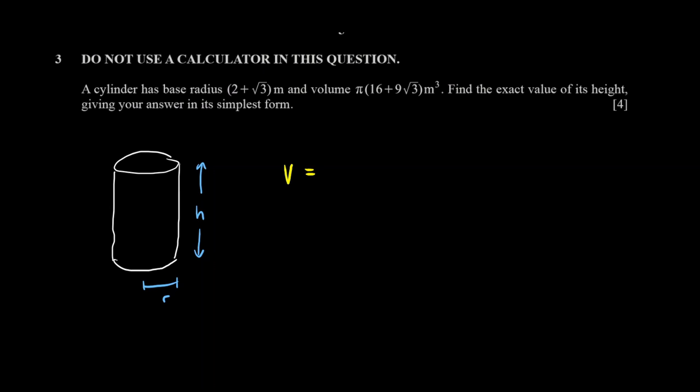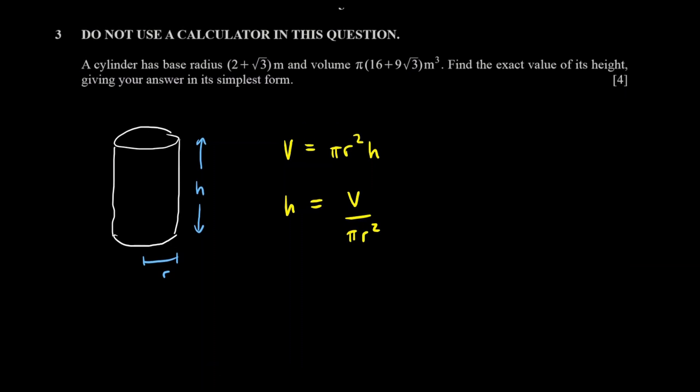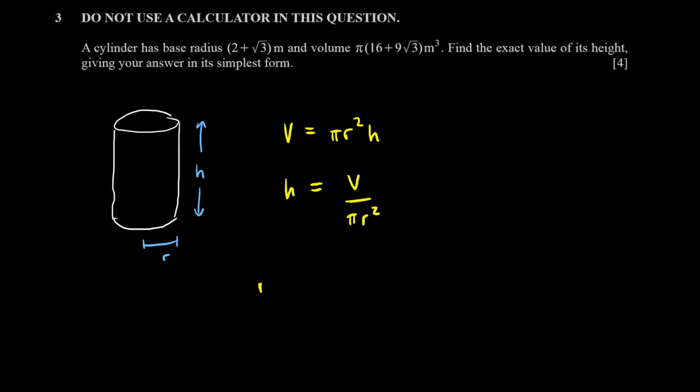So what's the formula for the volume? The volume of the cylinder is going to have the area of the circle on the bottom, which is pi r squared, and then we're going to times this by h. So we're going to need to calculate r squared, and then we're going to need to do a division. We need to find h is equal to v over pi r squared, and that's going to involve us using rationalization. All right, so let's take r first. So r squared is going to equal 2 plus root 3 all squared, which I'm going to write as 2 plus root 3 times 2 plus root 3.